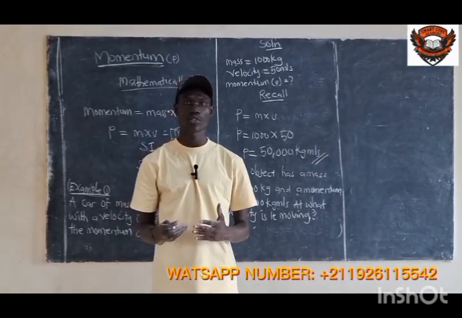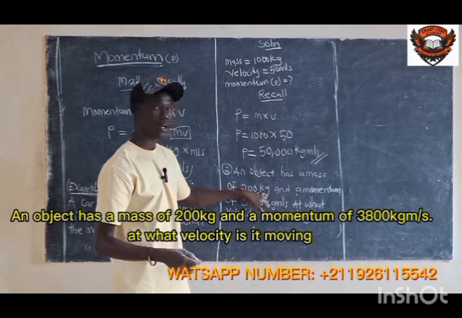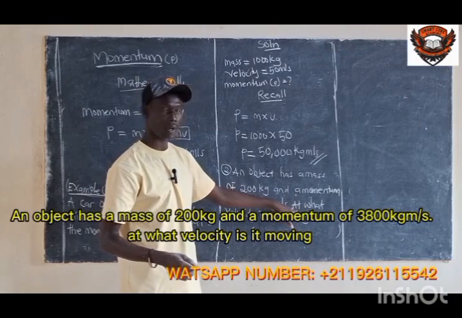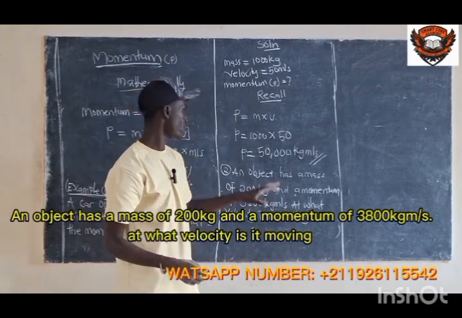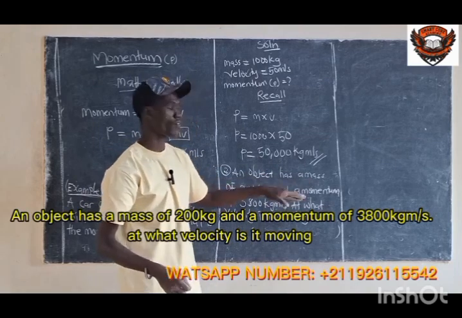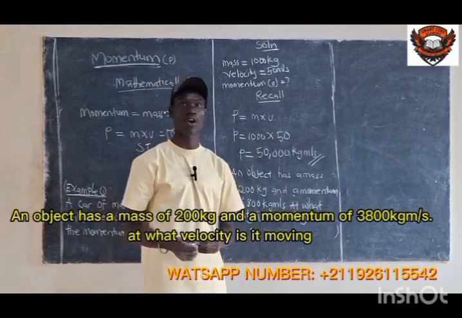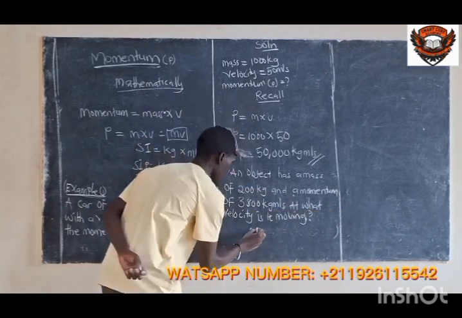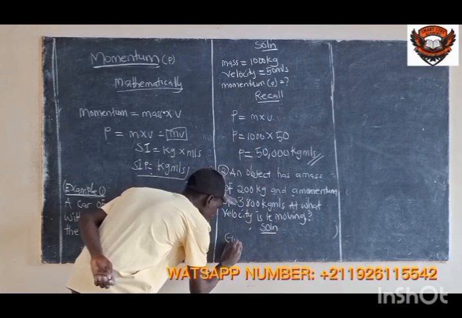This is our example 2. An object has a mass of 200 kilograms and a momentum of 3,800 kilogram meters per second. At what velocity is it moving? Here we are given what? We are given the mass and we are given the momentum. What we are going to look for is the velocity at which this object was moving. Let's list down the given parameters. Solution.